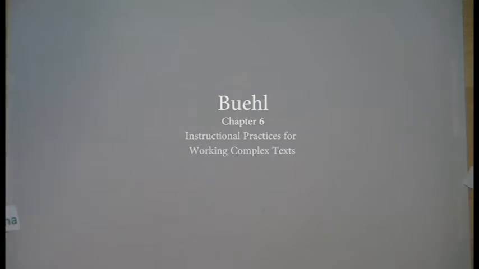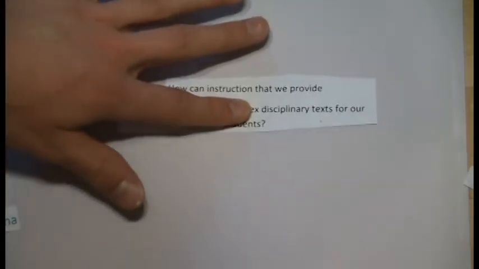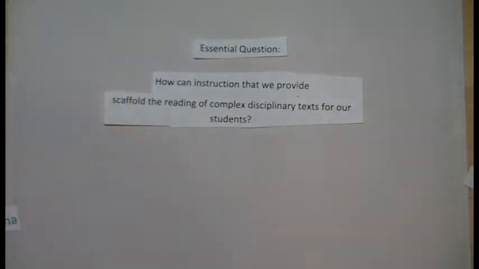Hey guys, so we're going to be talking about Buehl's Chapter 6. He basically builds upon a lot of his previous chapters, talking about instructional practices for working students into complex texts in our fields, and what's the best way to go about that. And his essential question for the chapter that he starts out with is, how can instruction that we provide scaffold the reading of complex disciplinary texts for our students?